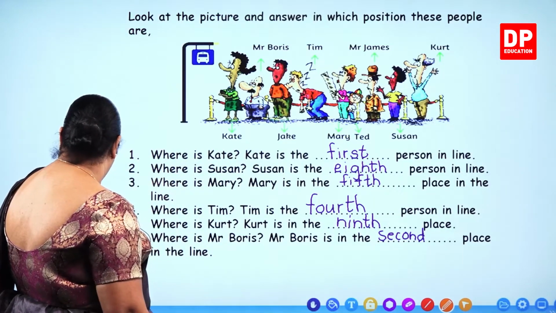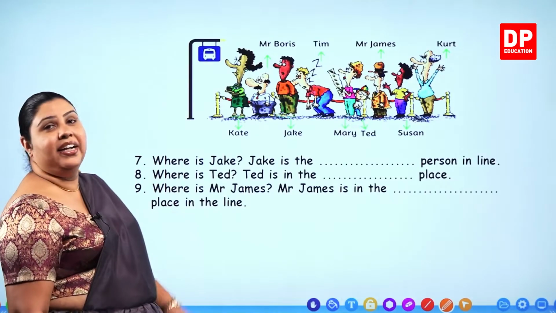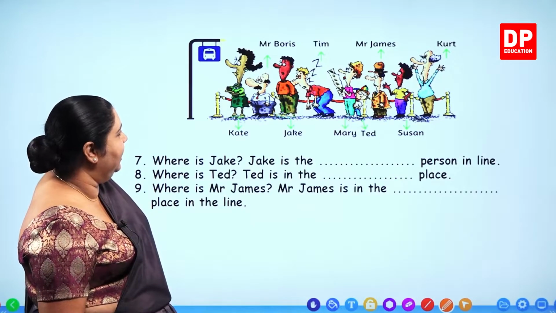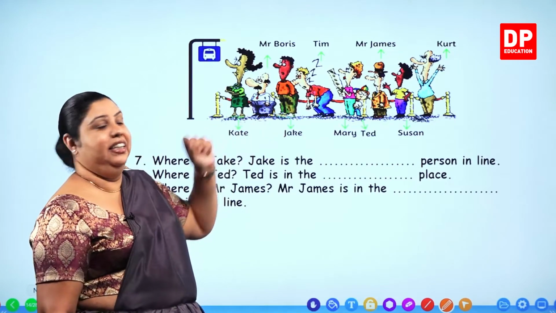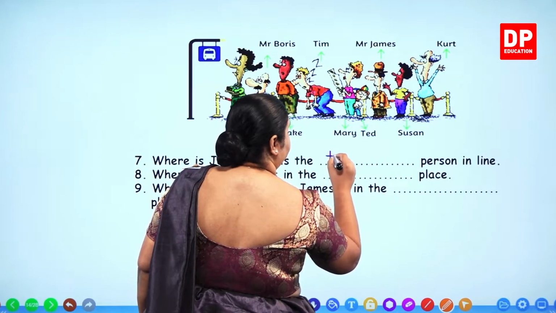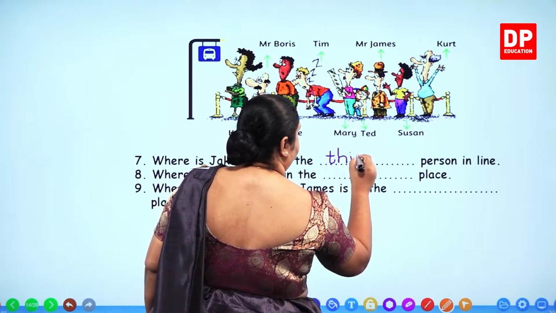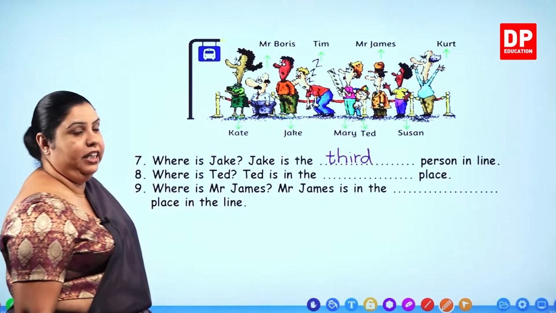Let's go and move on to our next slide. Okay, right. Where is Jack? We have some more. Where is Jack? Let's see where Jack is. Over here. First, second, third. Okay. Jack is the third person. T-H-I-R-D. Third person in line.